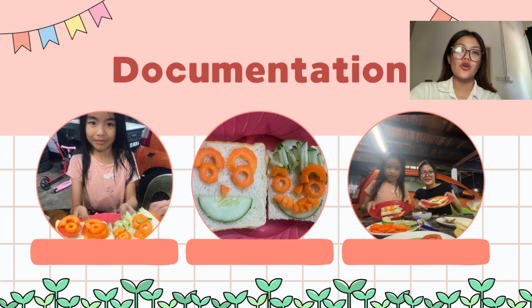So this is the documentation of our activity, making a sandwich. The first picture, as you can see, is Bella with her sandwich, and this is the outcome of the sandwich, and this is me and Bella together making a sandwich.